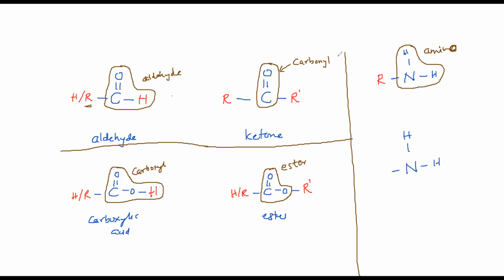In amide, one of the hydrogens is replaced by carbonyl. One of the hydrogens is replaced by carbonyl. That becomes amide. Okay. Functional group, so I have an amido.